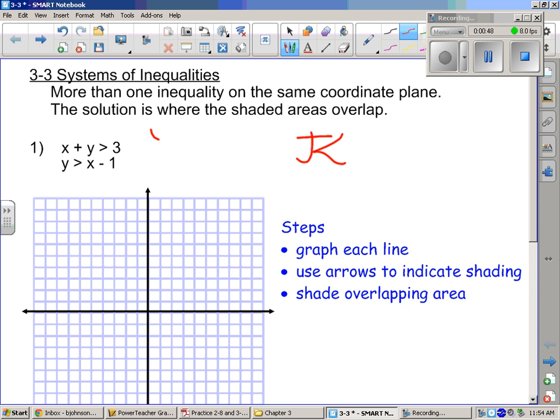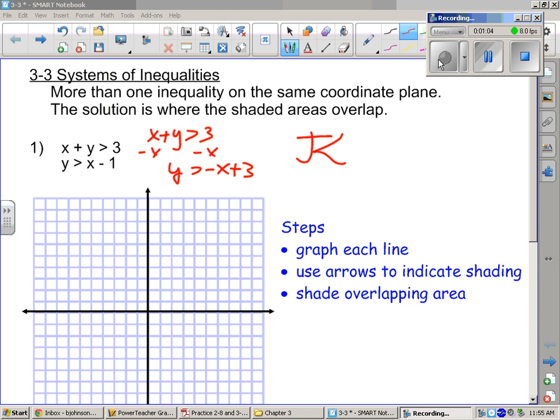This first one, x plus y greater than, or just greater than 3. We want to get the y alone to be able to graph it easily. So let's subtract x. Y is greater than negative x plus 3. So now we go ahead and graph that. Go up 3 right here, and then down 1 over 1, down 1 over 1. And then we connect our dots.